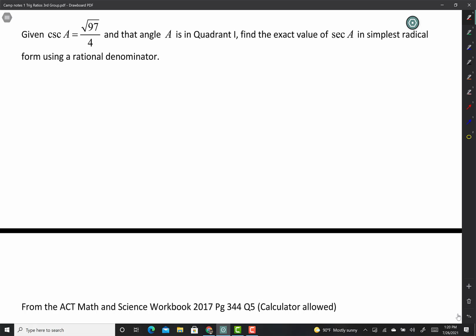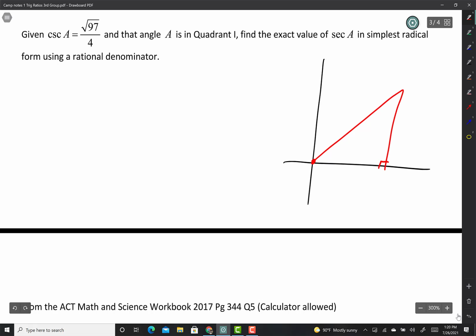All right, the last example here, given cosecant A is square root of 97 over 4, and that angle A is in quadrant 1. So again, exaggerate quadrant 1. So here's the quadrant 1 exaggerated, and here is my right triangle, not to scale. So cosecant is the reciprocal of which one, guys? Yeah, you said it right. Sine is said as sine. So sine A is equal to 4 over square root of 97.